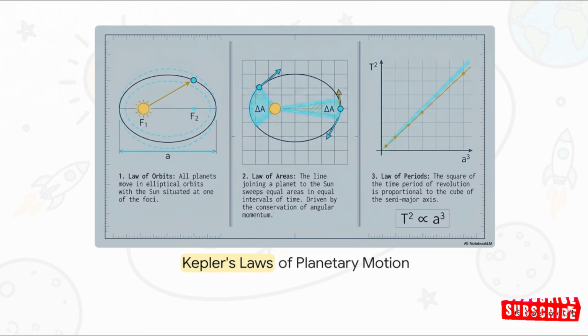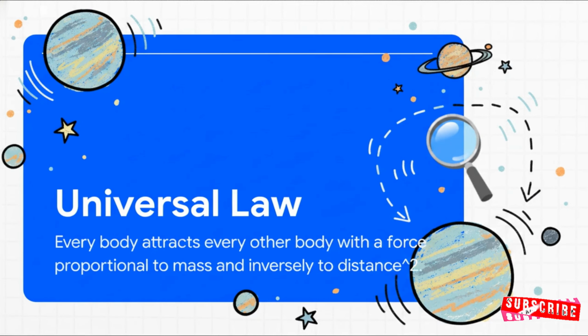And third, the law of periods. The square of a planet's orbital time period is strictly proportional to the cube of its semi-major axis. It's just this incredibly beautiful mathematical rhythm. Okay, so that's how they move, but why do they move this way? Well, that brings us to Newton's universal law of gravitation.